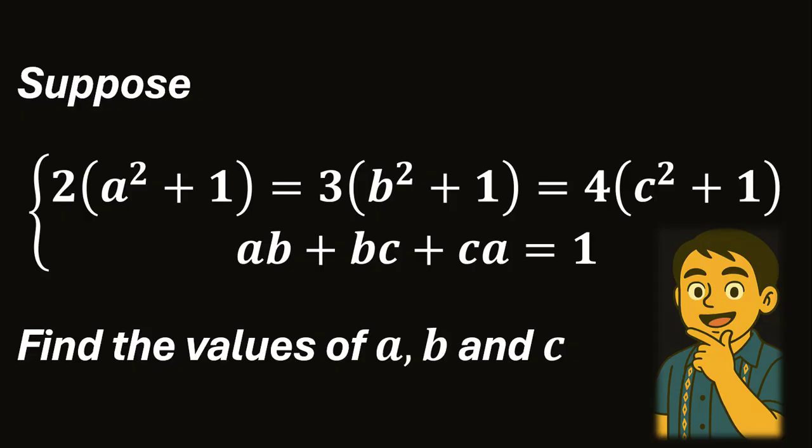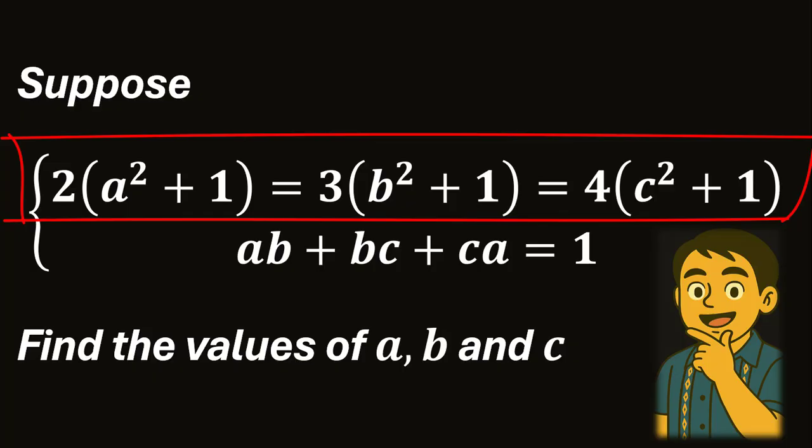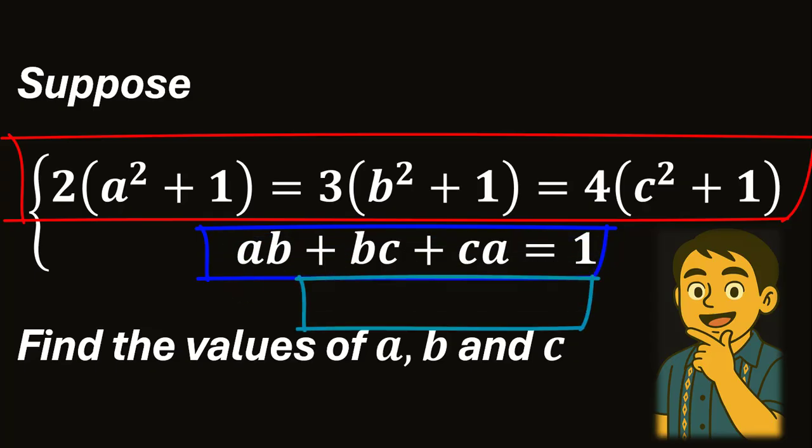Suppose we are given the following system of equations. 2 times a squared plus 1 equals 3 times b squared plus 1 equals 4 times c squared plus 1. Also, ab plus bc plus ca equals 1. We are to find the values of a, b, and c.